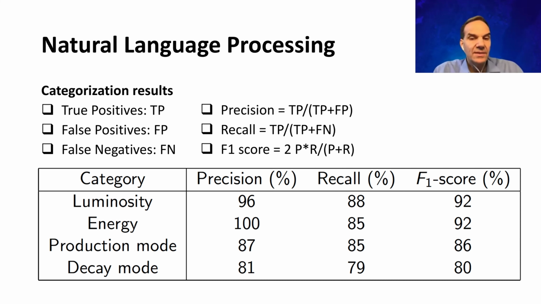The method is very powerful. We can see that the natural language processing works very well. So you know from machine learning the standard categories like true positives, false negatives, and you can define the precision, the recall, and the F1 score. And here are the examples. So the precision of the categorization is for luminosity 96, for energy it gets it correct, production modes is 87, and decay modes is 81%, and similar good values for recall and F1 values.